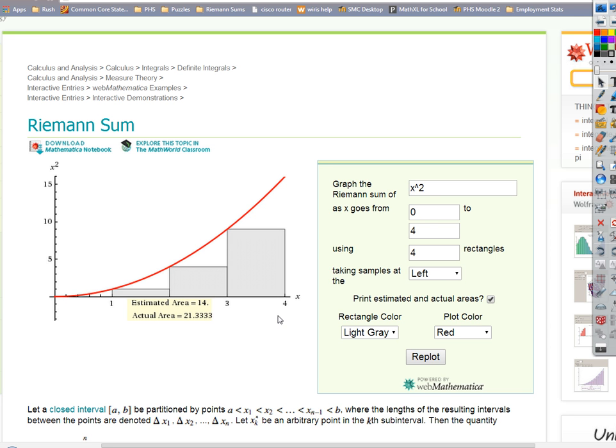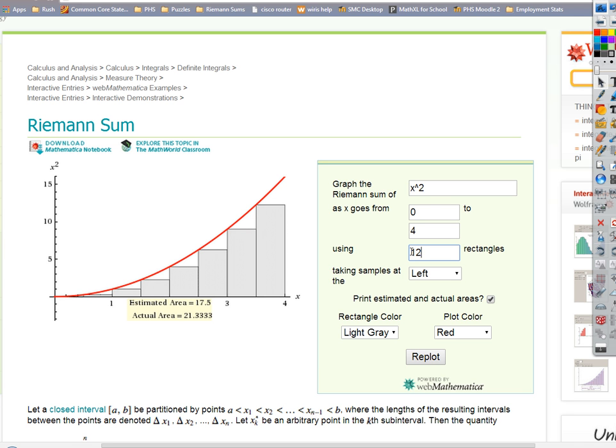Watch what happens if we make more of them. Instead of using 4 rectangles, let's use 8. Oh, look at that. That's much better, isn't it? Much better, right? Everybody agree? Okay, a lot better. And why stop at 8?